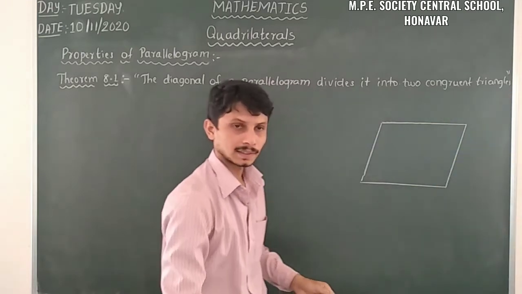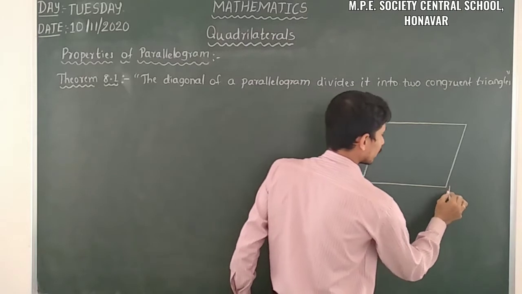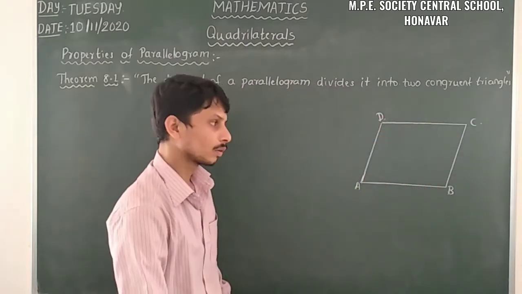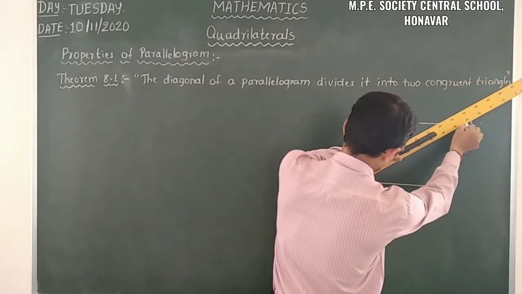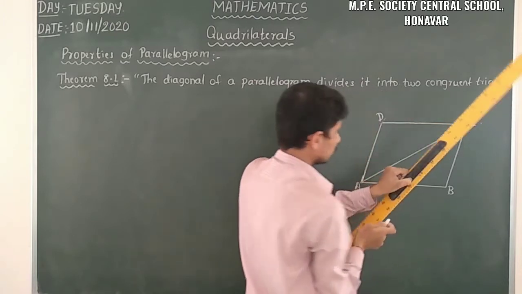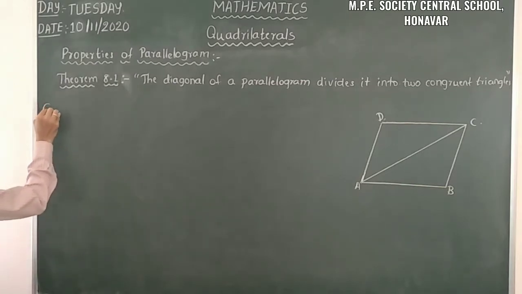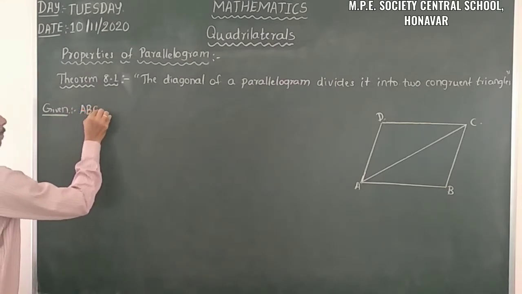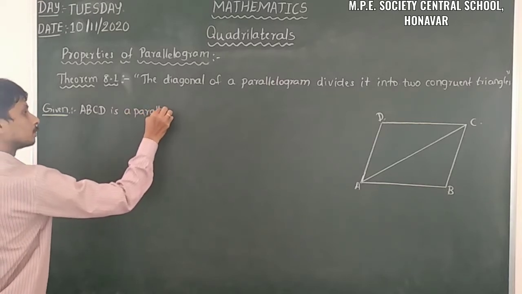Consider it as parallelogram ABCD. You can take any name, ABCD, and after that we have to construct a diagonal, because we need a diagonal here. Yes, AC is a diagonal. So what is given here? Given, ABCD is a parallelogram.